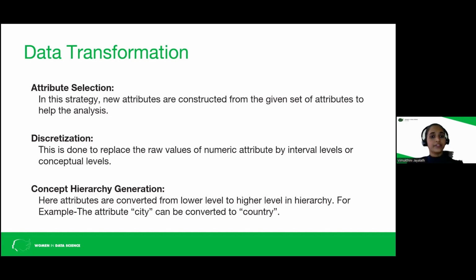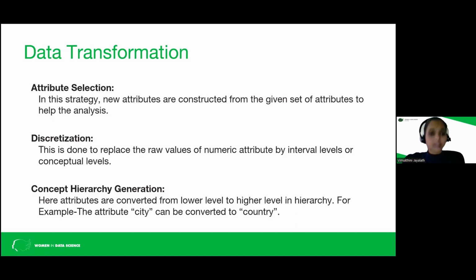So this is where we replace the raw values of numeric attributes by interval levels or conceptual levels. So say if we take the income level of a household per month, it can vary, right? So we can have intervals where we group them and make it income levels, which is like high, medium, and low. So we would be going ahead with the analysis by using a categorical variable, high, medium, low, and not really a number, because the numbers can be everywhere when it comes to the monthly income of a household.